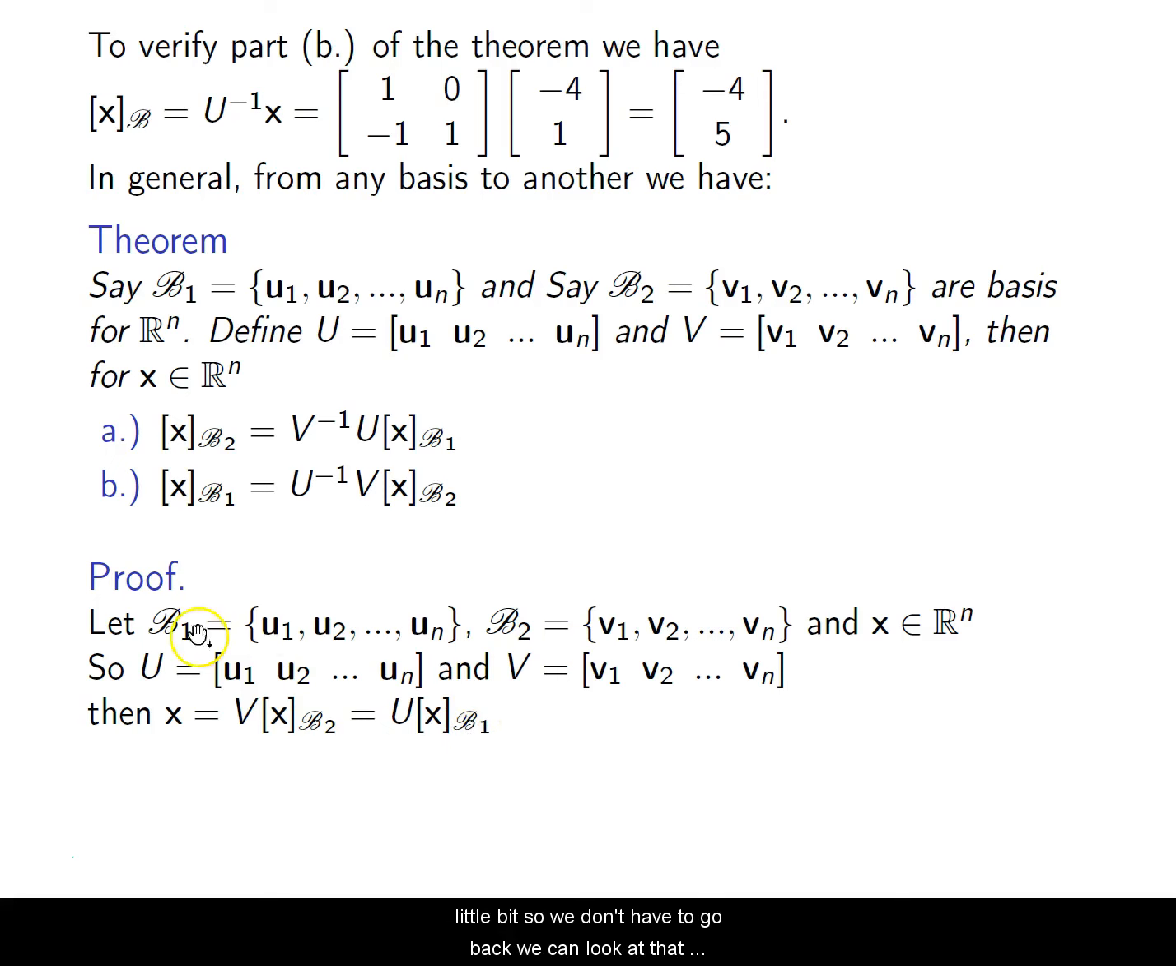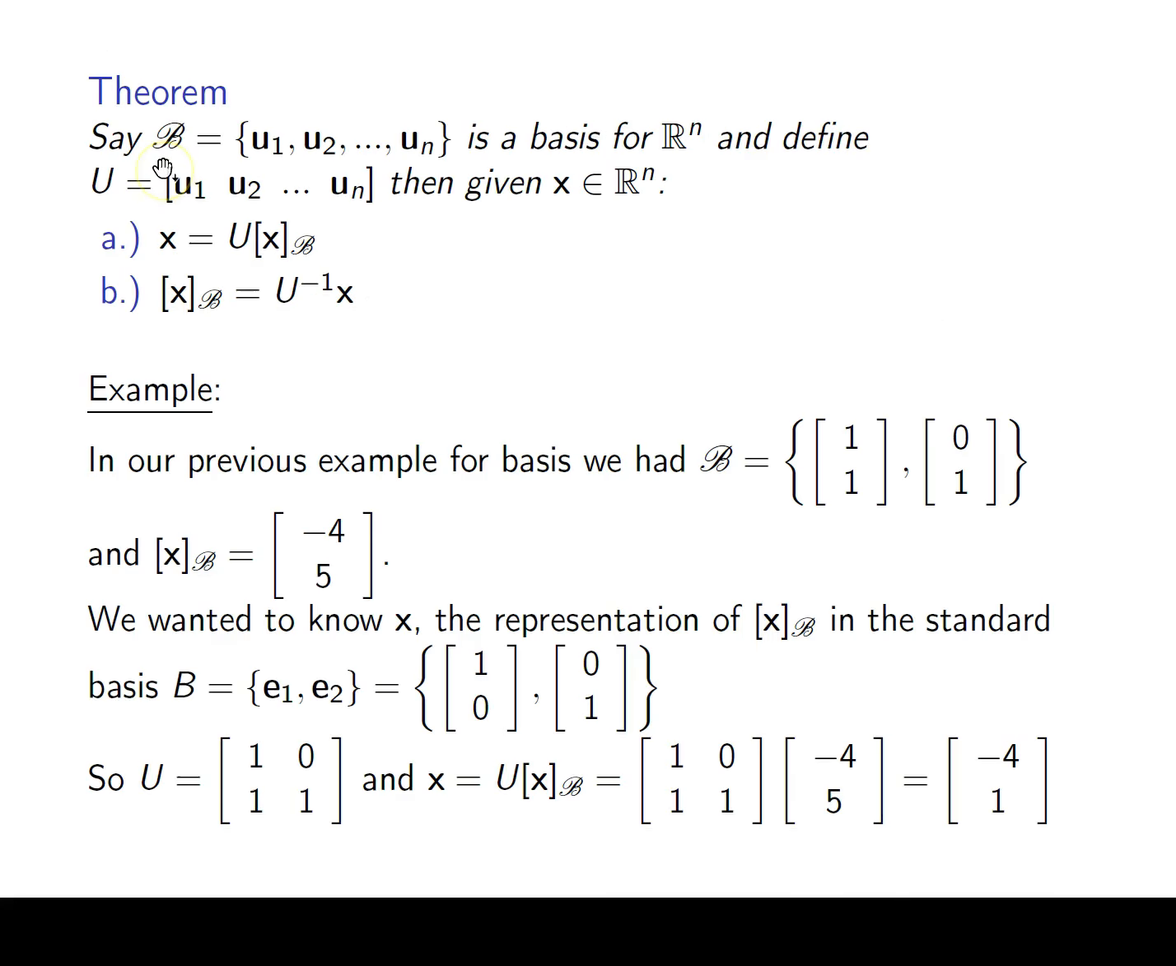I'm going to go back a little bit. Actually, we don't have to go back. We can look at that right here. We have this from the first formula that we just did, the first theorem. The representation of X in some basis is U inverse times X. That's from going the other way, when I wanted the representation. When I wanted the actual vector X, it's that basis matrix times the representation in the basis that I'm already in. That's how I get into standard form.